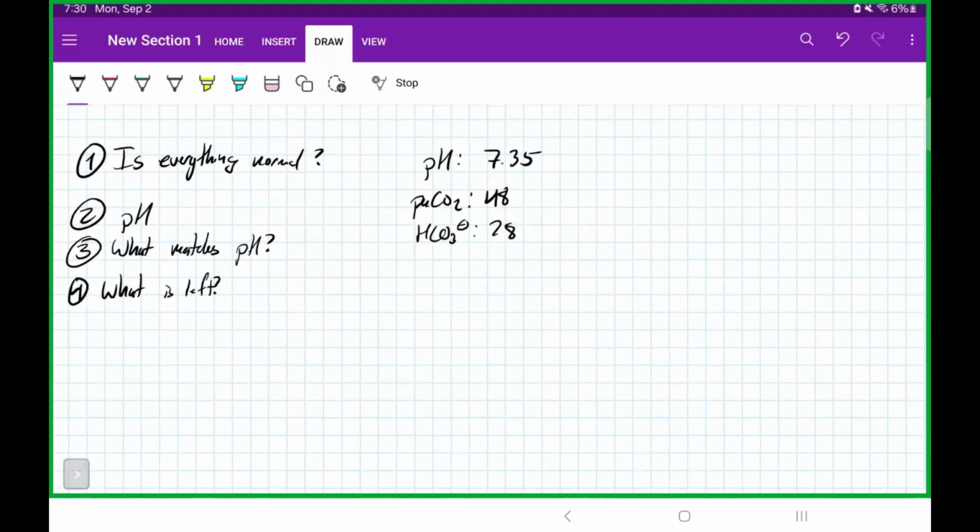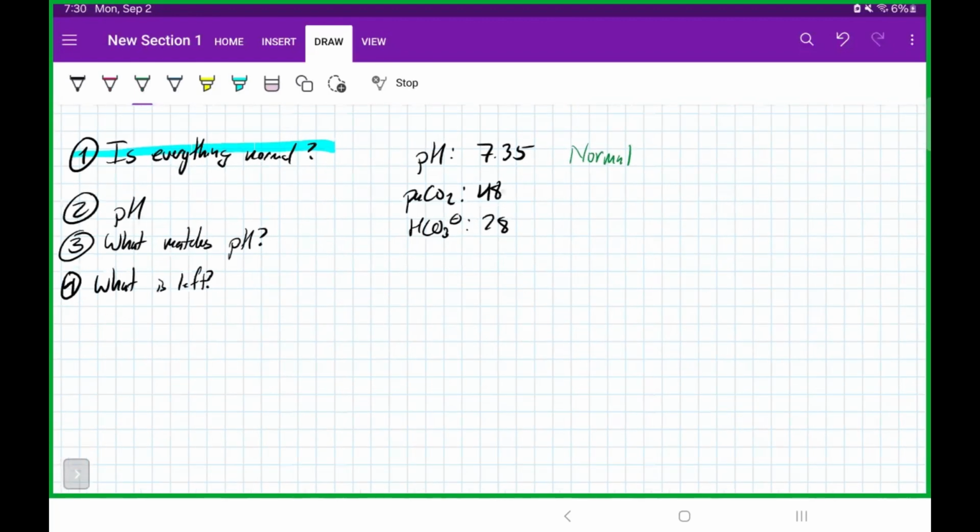So we're going to follow the same list of steps here. First of all, is everything normal? Well, our pH here actually is normal. So I'll go ahead and I'll note that down right now. Our pH is normal. 7.35 to 7.45 is technically within our normal range.